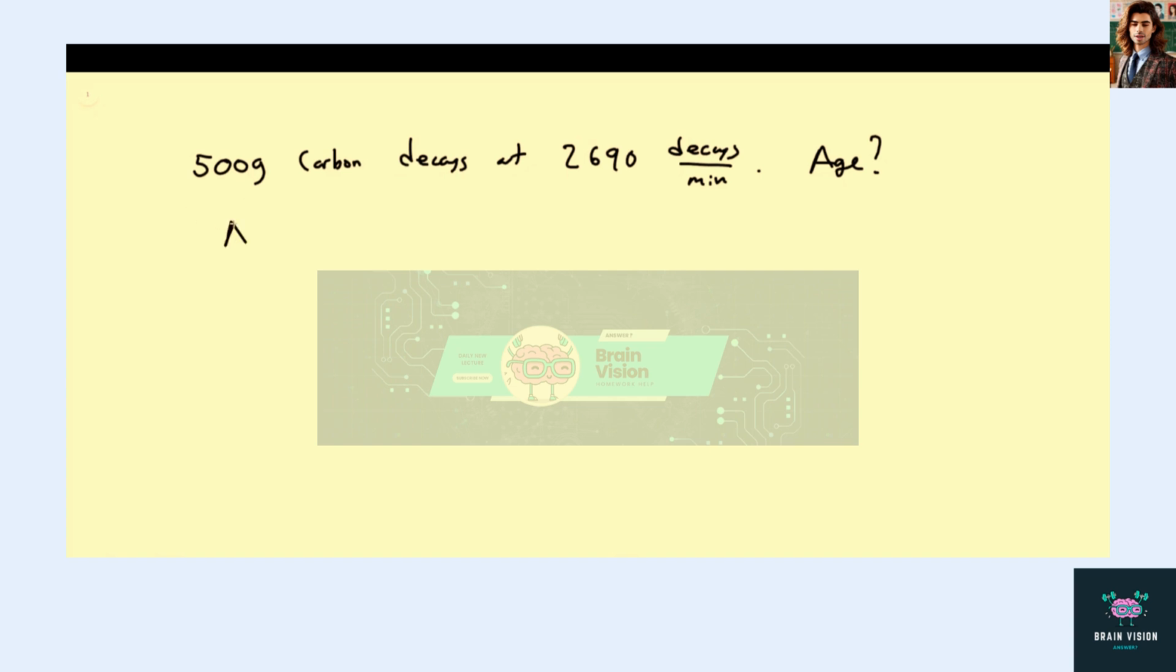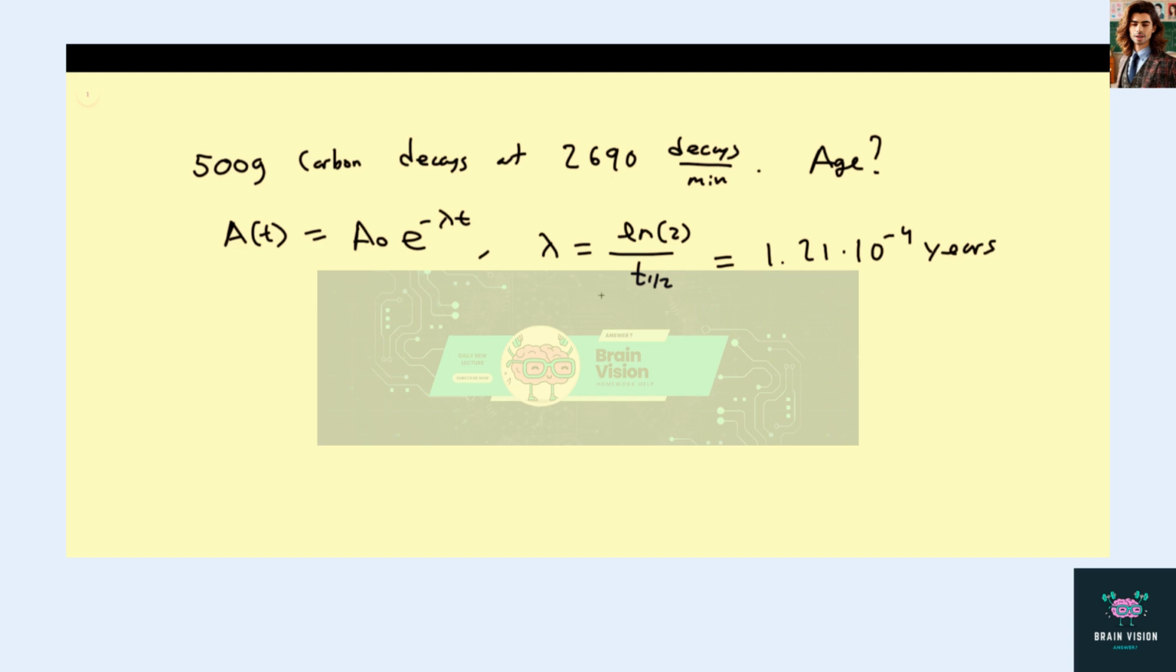As you might have guessed, we're going to use the exponential decay formula. We know that the number of decays per minute at some time is equal to some initial value of decays per minute times e to the minus lambda t, where lambda is our decay constant. We can calculate lambda, as usual, by taking the natural log of 2 over the half-life, and this just comes from the definition of what the half-life is. If we calculate this by plugging in numbers, we find a value of 1.21 times 10 to the minus 4 per year, using the half-life of carbon.